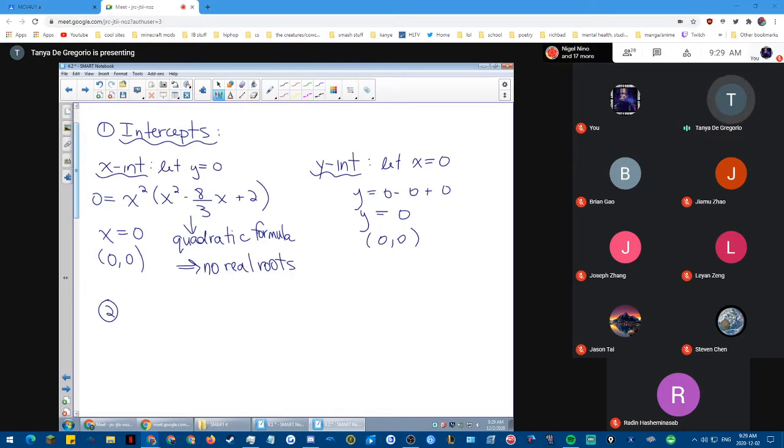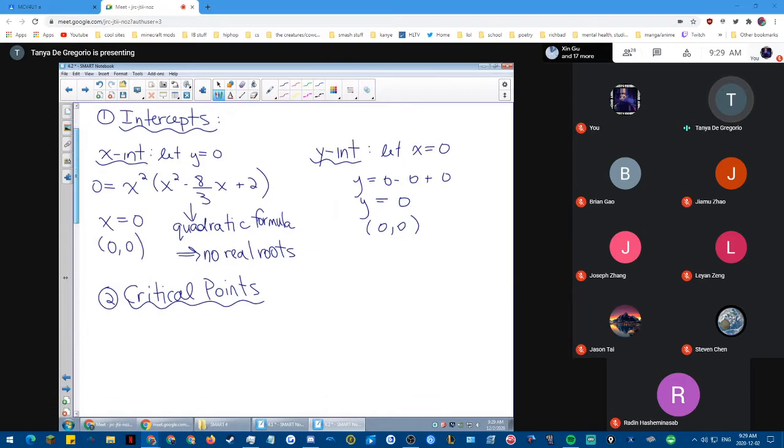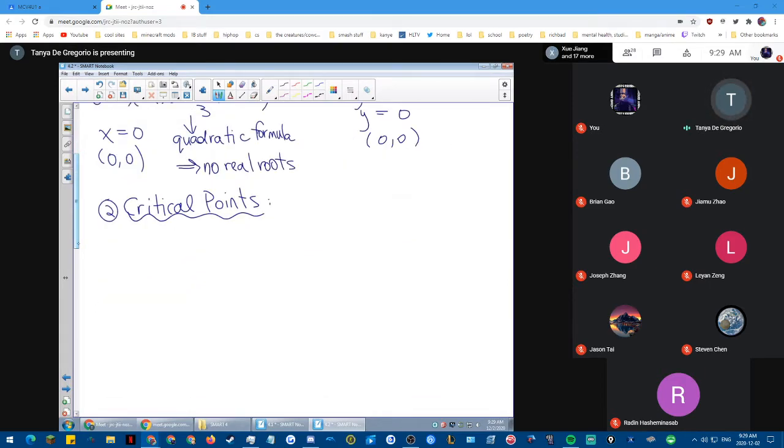Okay, number 2. What do I do next? So I found some intercepts. Now I need to find what? Good, critical points. I want to know if I have any maxes or mins. So we're going to find some critical points, but we don't know that they're necessarily maxes or mins, so we're going to test it. Okay, so doing the derivative here. It's an easy one.